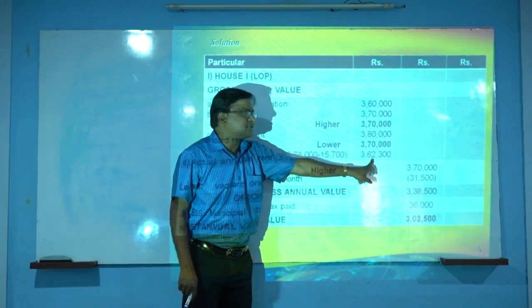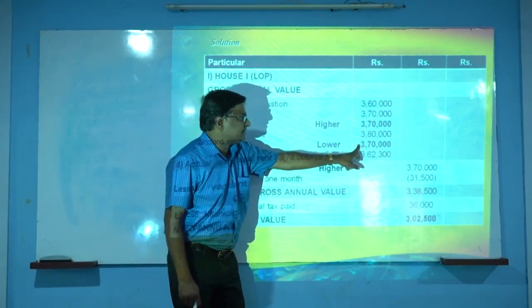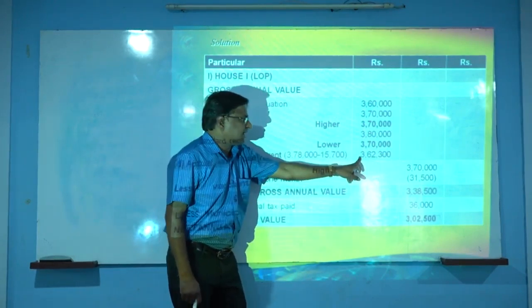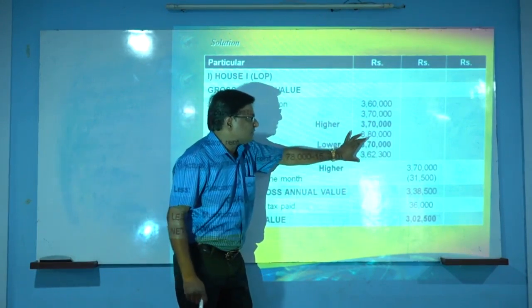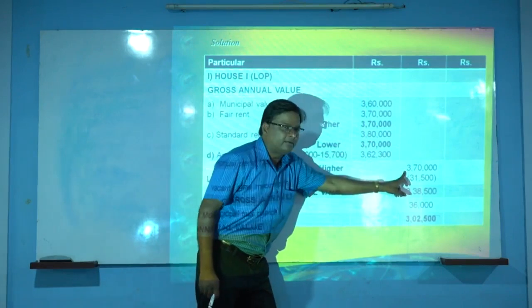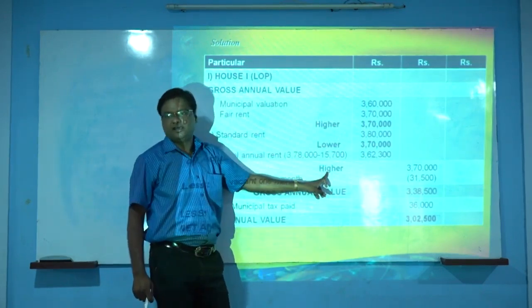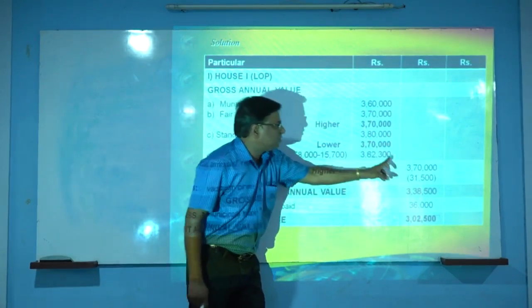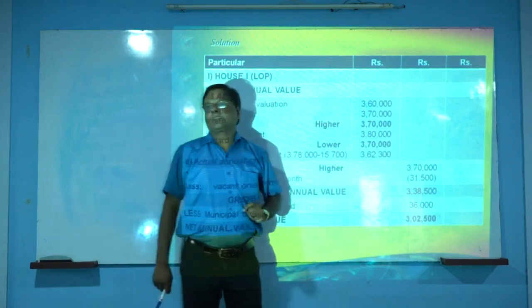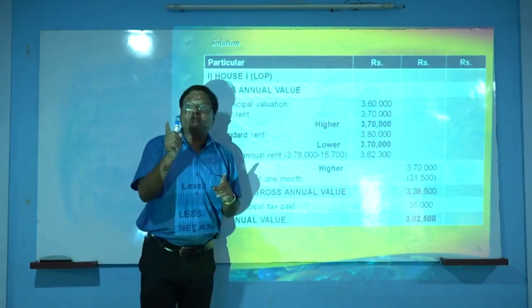It is 3,62,300. Then this lower value is 3,70,000 and the annual rent is 3,62,300. From these two values we have to take the higher value. Firstly we take the higher value, then the lower value, and then the higher value. The higher value is 3,70,000. In this problem, the first house remained vacant for 1 month.